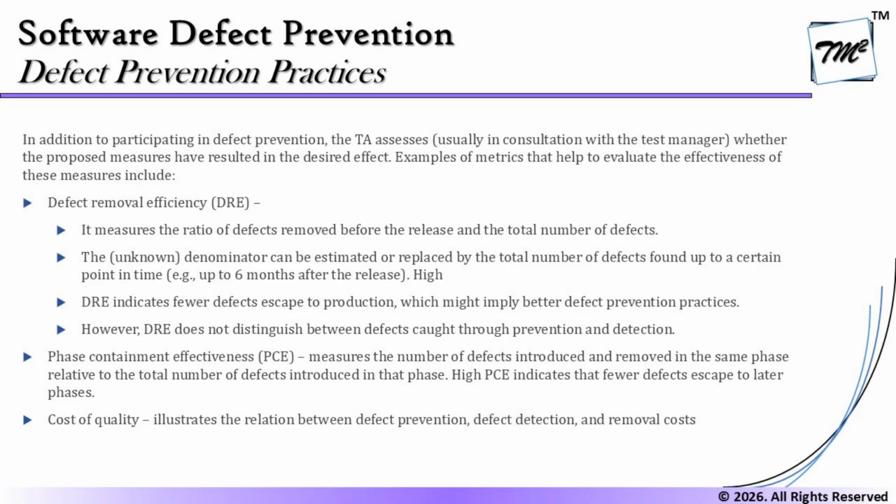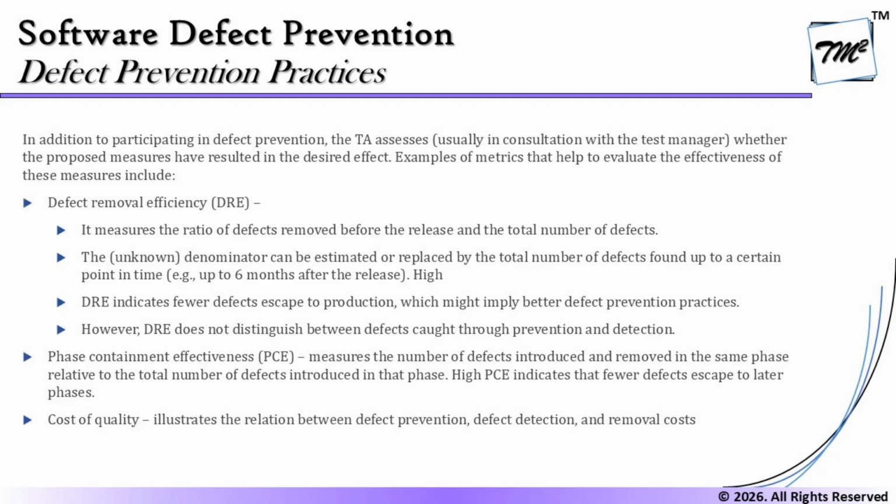The second thing to talk about on the same note is to further deep dive and understand a few other practices. In addition to participating in defect prevention, the test analyst assesses whether the proposed measures have resulted in the desired effect. Examples of metrics that help to evaluate the effectiveness of these measures are listed here. The most important thing, if you remember in the beginning, we told you that it is equally important to measure whether your efforts are efficient and effective or not. If it is not, you're just wasting your time. And that is where the whole goal is.